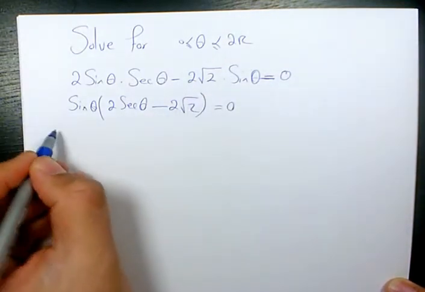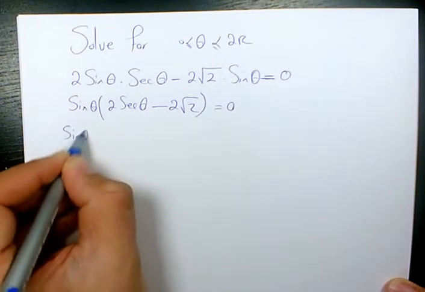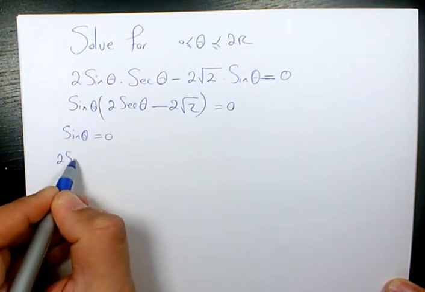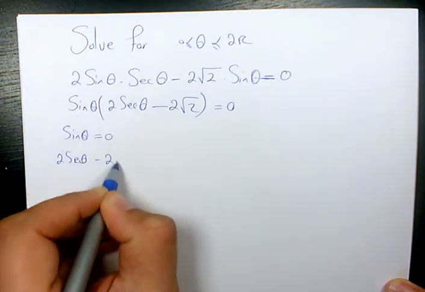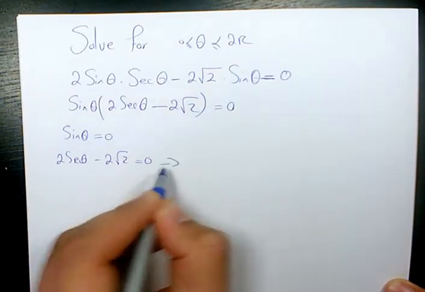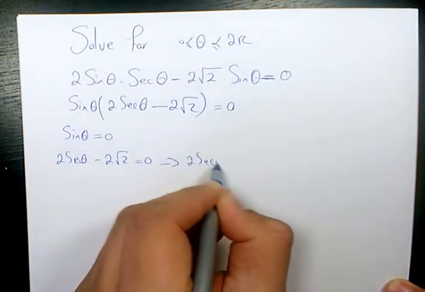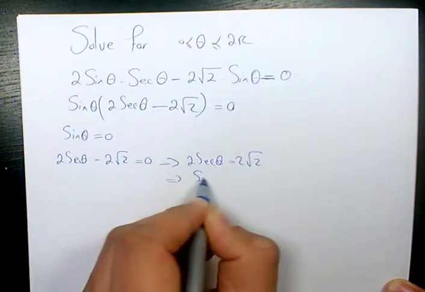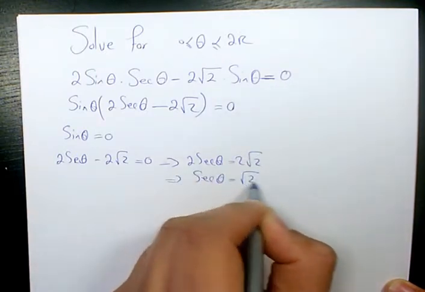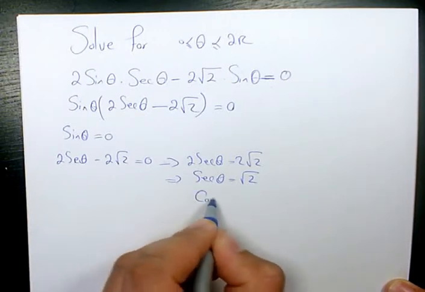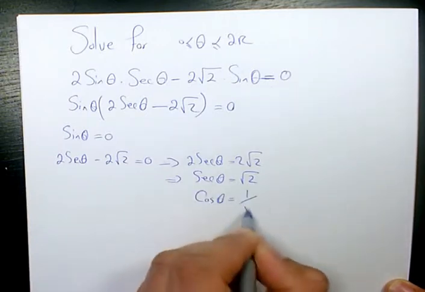Now we have two scenarios. One scenario is when sine theta equals 0, and the other one when 2 secant theta minus 2 root 2 equals 0, which makes it 2 secant theta equals 2 root 2, or secant theta becomes root 2, and secant is the inverse of cosine, so it means that cosine theta equals 1 over root 2.